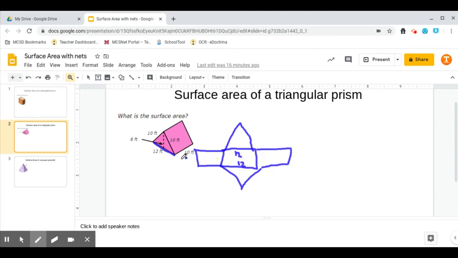Okay? Now, the other portion of the bottom, from there to there is 10. So that must be 10, and that must be 10. Okay? Now, we need the height of the triangle. Height of the triangle is right here. It is 8. So the other triangle must be 8 as well.